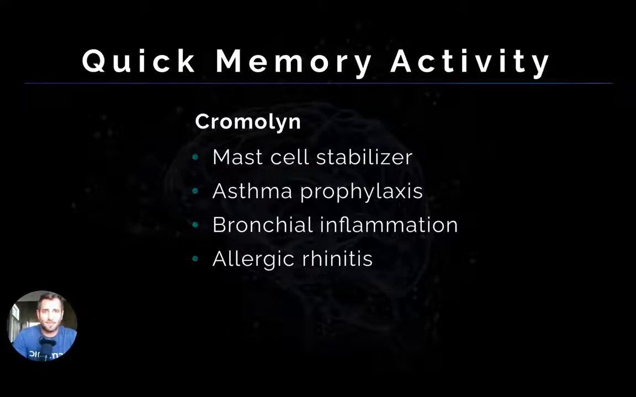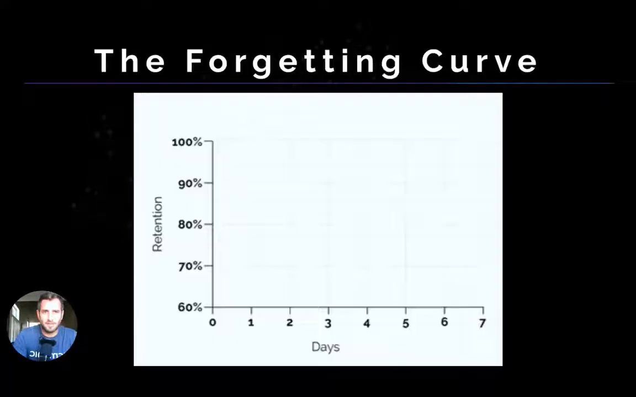So chromalin, mast cell stabilizer, asthma prophylaxis, bronchial inflammation, or allergic rhinitis. Now yes, this is a pharmacological agent that you're probably not familiar with, but can you look at this list and commit it to memory? Well, the reality is, it might be difficult to do that. And even if you do, you'll probably start to forget it very quickly.